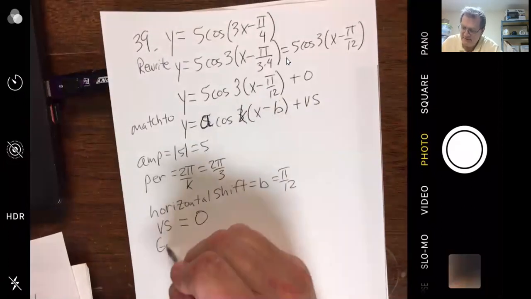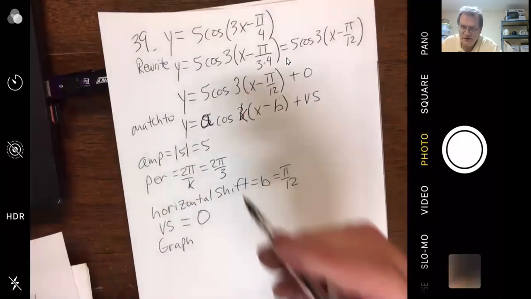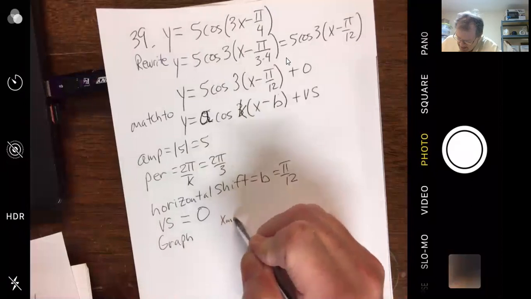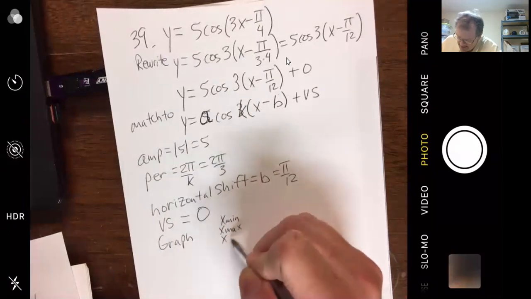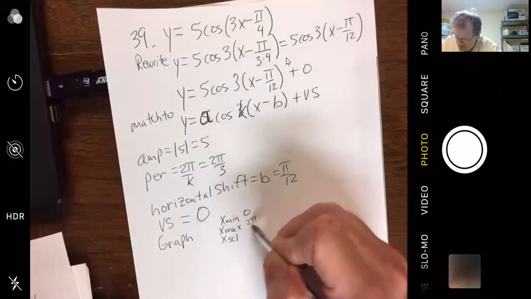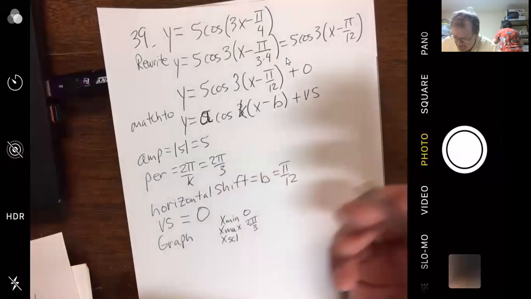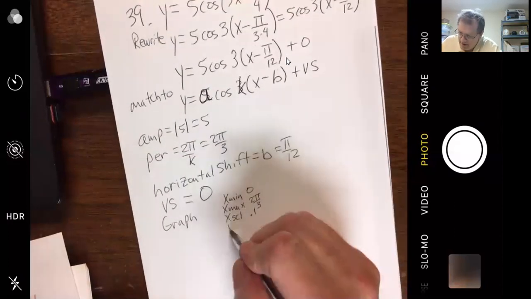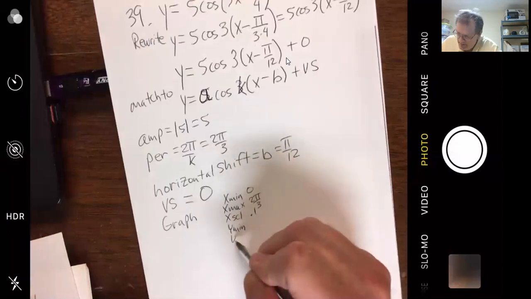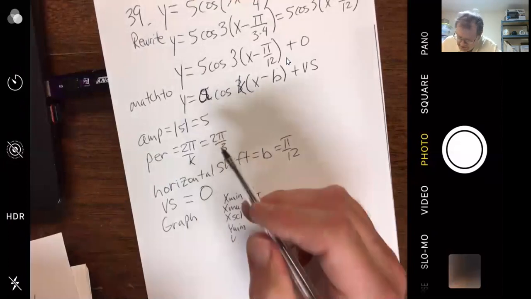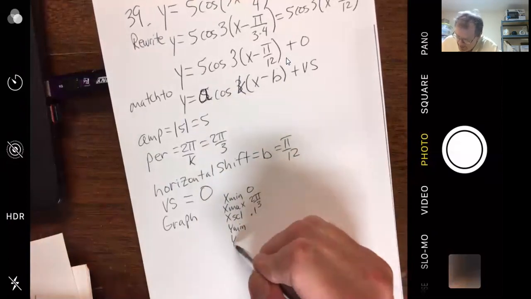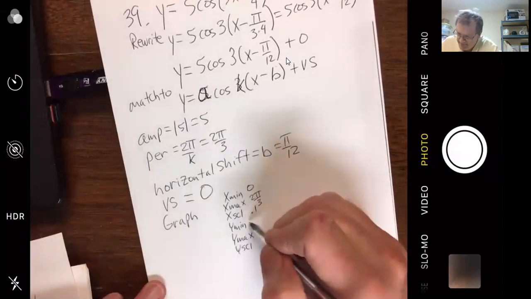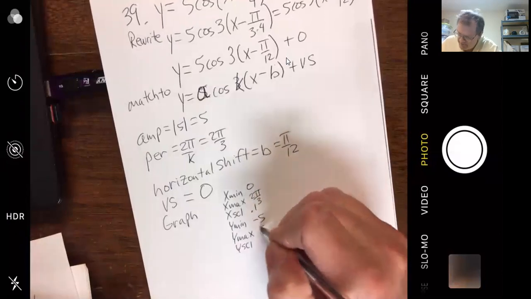Okay, for a graph, I can use these things to set my window for one period. X min, X max, X scale. I'll use 0, 2 pi over 3. And the scale doesn't matter, 0.1. And then Y min, Y max, Y scale. I usually want to go -5 to 5, your amplitude vertically. So it's -5 to 5 by, say, 1.